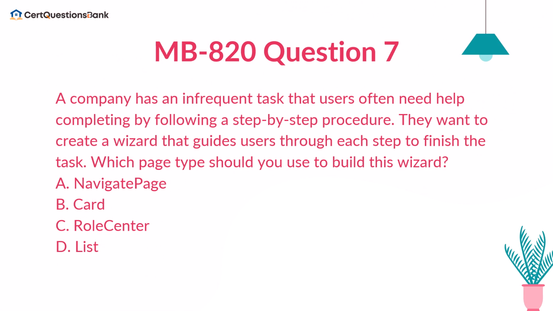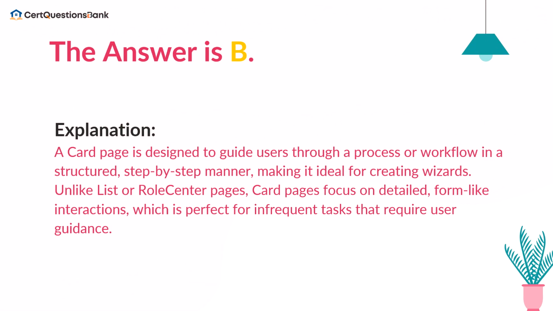A company has an infrequent task that users often need help completing by following a step-by-step procedure. They want to create a wizard that guides users through each step to finish the task. Which page type should you use to build this wizard? A. Navigate page. B. Card. C. Role center. D. List. The answer is B.